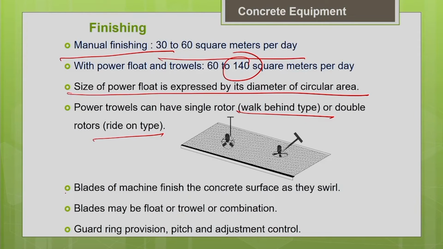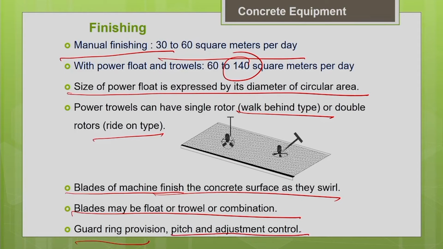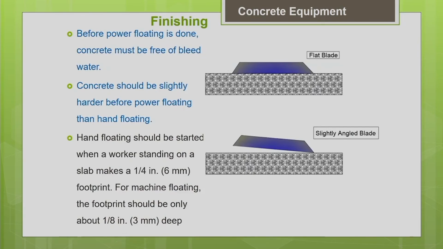So, basically the blades will rotate, and these rotating blades help to finish the concrete surface. The same machine can be used for both floating as well as troweling, okay, or there are also separate machines for floating as well as troweling, okay. There is a guard ring provision and pitch adjustment control for changing the angle of blade, okay, so that you can change the angle of blade for floating and troweling, okay.